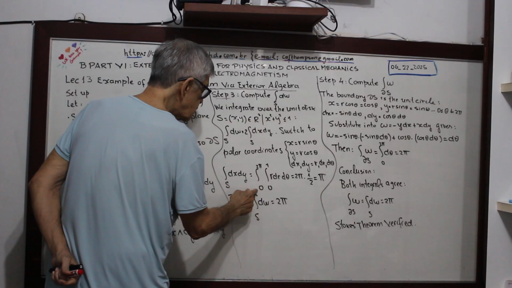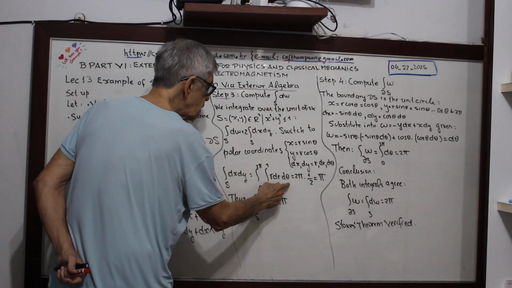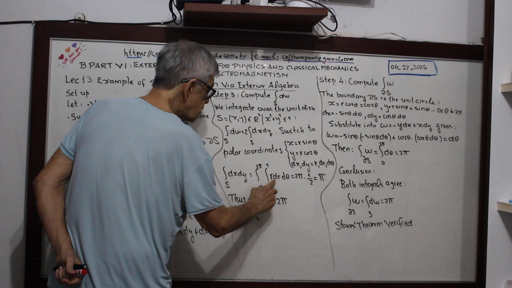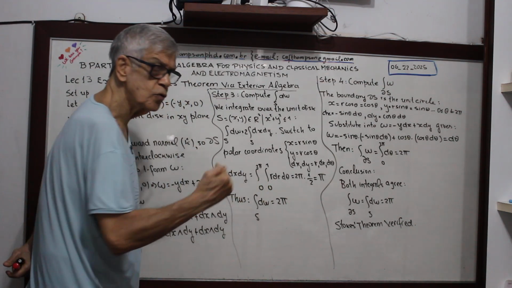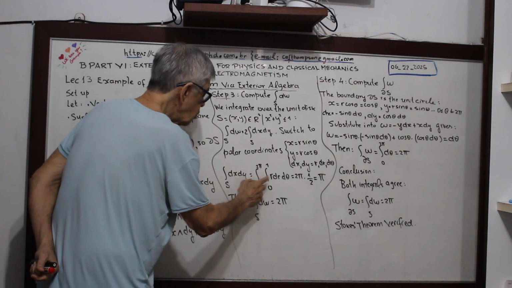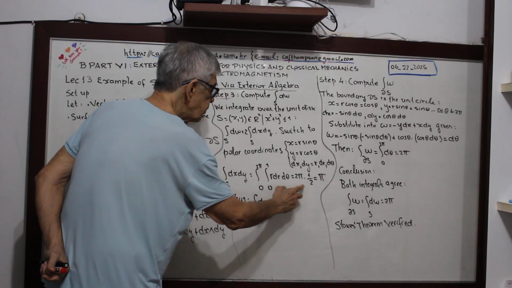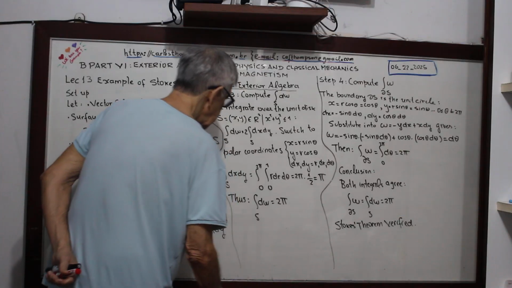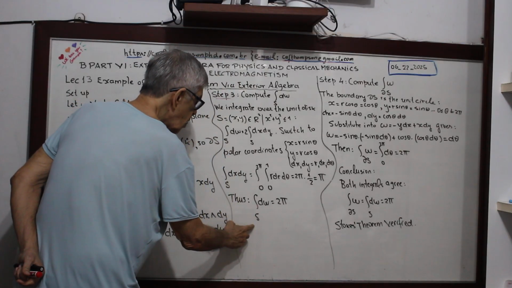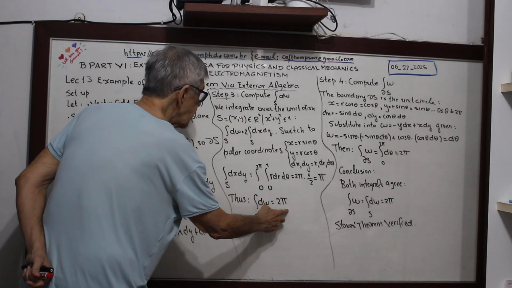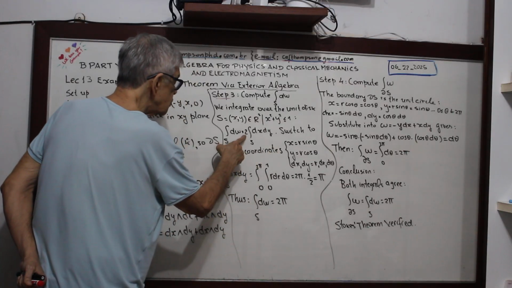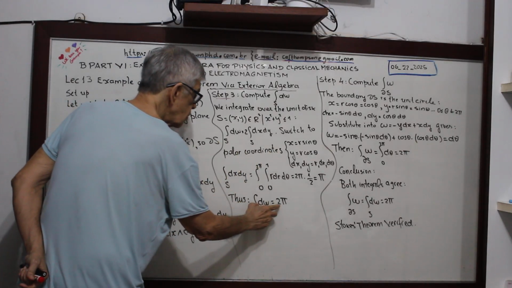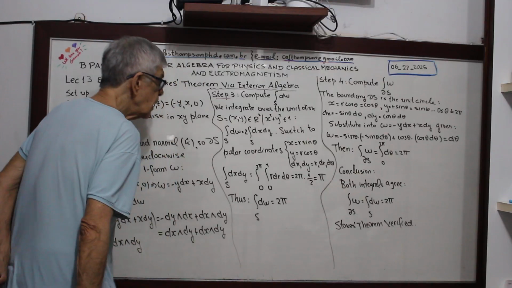So this integral of theta from 0 to 2 pi is 2 pi. And this is r squared divided by 2, from 0 to 1, it is 1/2. So this integral here will be pi. Thus, the integral of d omega is 2 pi. Don't forget this 2 is over here, you see? So it's 2 times pi.